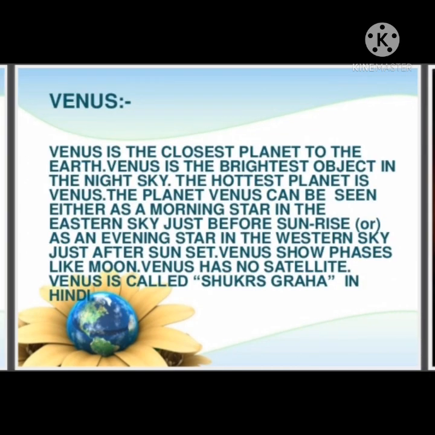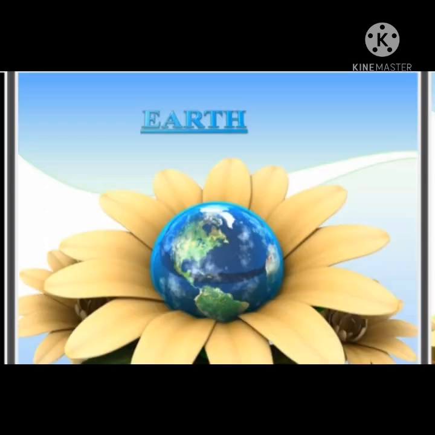Next, Venus. Venus is the closest planet to the earth. Venus is the brightest object in the night sky. The hottest planet is Venus. The planet Venus can be seen either as a morning star or as an evening star, that is, before sunrise or after sunset. Venus shows phases like the moon. It has no satellite. It is the second planet and also the hottest planet.